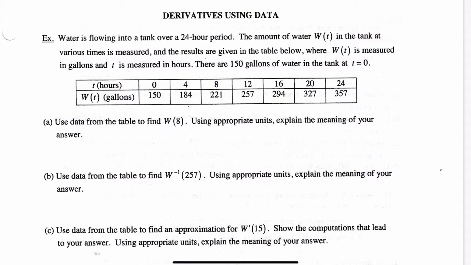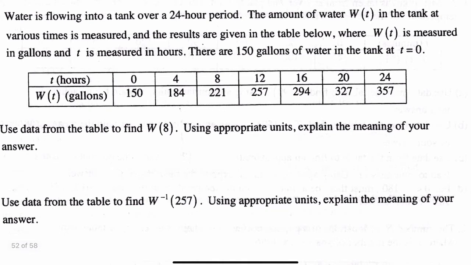You won't learn any new concepts in this video. All you're doing here is just applying concepts that you already know into a type of word problem that you haven't seen yet. Water is flowing into a tank over a 24-hour period. The amount of water, W of T, in the tank at various times is measured, and the results are given in the table below, where W of T is measured in gallons and T is measured in hours.